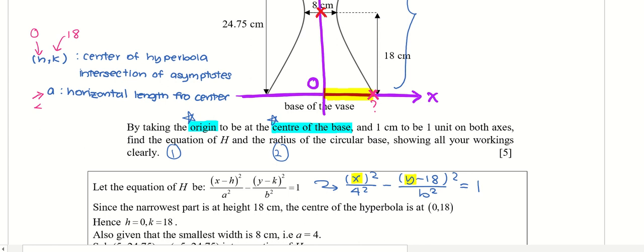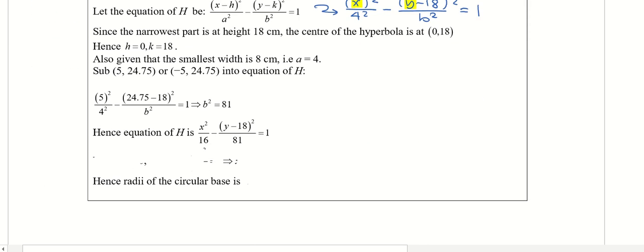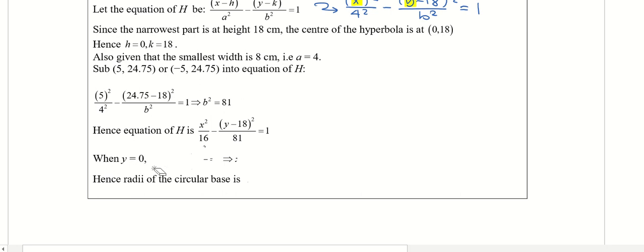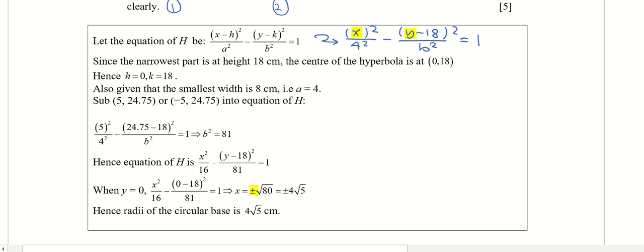If I want to find where it cuts the x-axis, agree with me, this is when my y is equal to 0. Correct? So all you need to do is sub in y equals to 0 into your equation of the hyperbola and solve for your x. Always remember when you solve, there should always be a plus minus. So answer in context with the question. In this case, x stands for the horizontal radius. So can we have a negative radius? Cannot. So my answer should be only the positive. Okay, so that's the end for question 1.